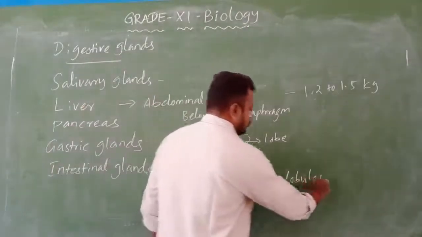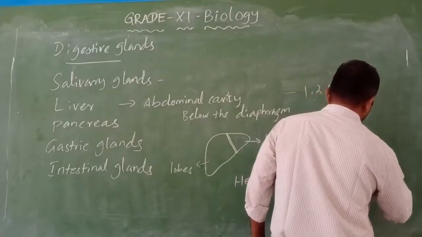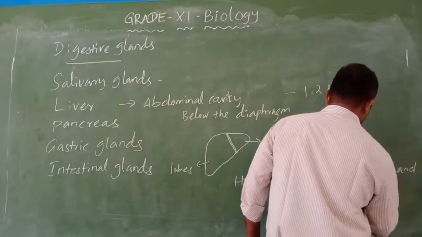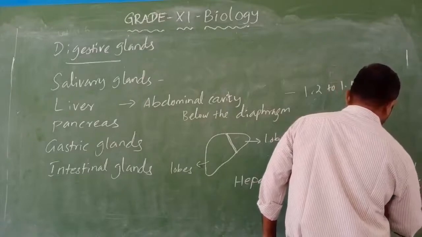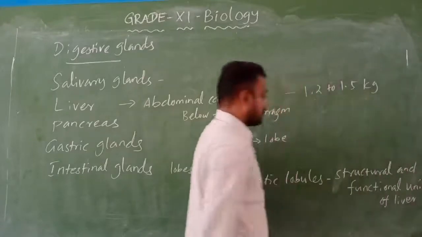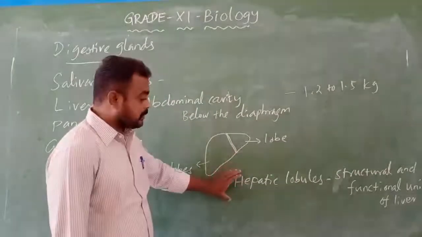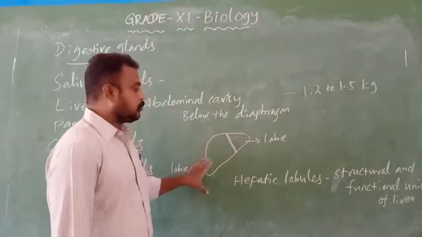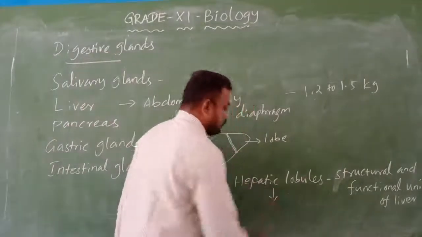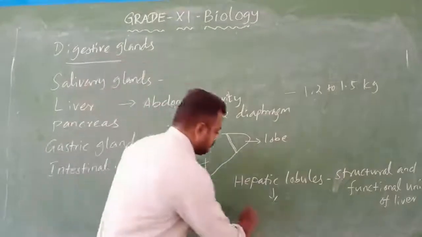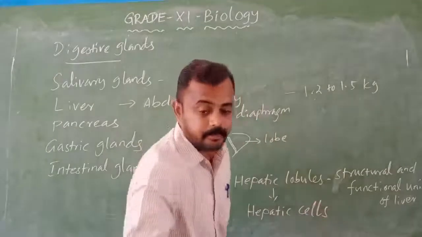It is the structural and functional unit of the liver. Which one? Hepatic lobules, which are present in the liver. But there we have two parts, that is two lobes. Hepatic lobules consist of hepatic cells.